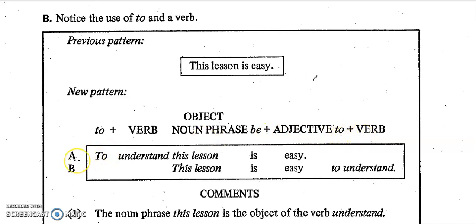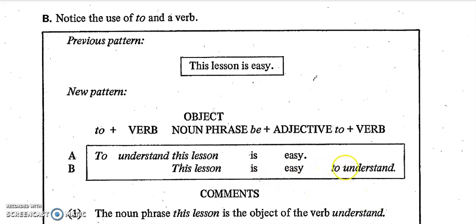For example, here on A, to understand this lesson is easy. To understand is the to infinitive, and this lesson is the noun phrase, which is the subject of the sentence, and then is the to be or the auxiliary verb, and easy is the adjective. And then on B, this lesson is easy to understand. Here, this lesson is, of course, the subject, is is the to be, easy is the adjective, and to understand is the to infinitive. Here, the to infinitive can be placed either in the front part of the sentence or at the end. So it doesn't matter, it will not change the meaning.